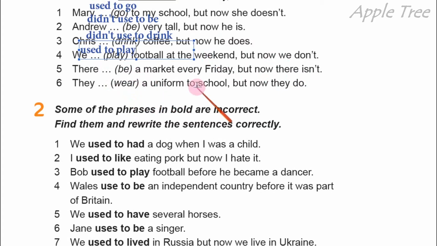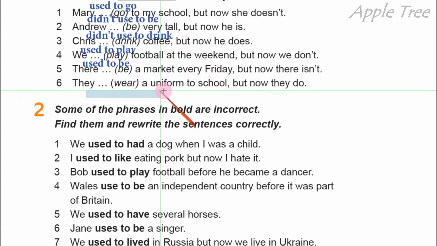Далі, there is a market every Friday, but now there isn't. Раніше був ринок щоп'ятниці, зараз його немає. There used to be a market every Friday, but now there isn't.